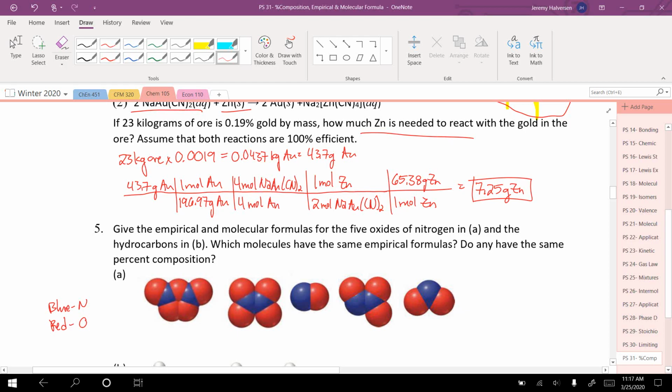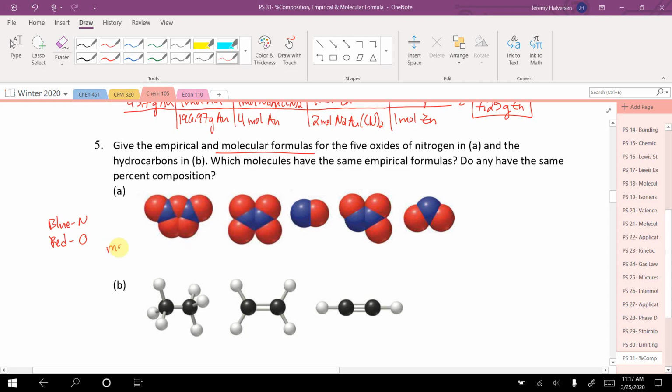So let's take a minute and talk about molecular formulas. Molecular formulas here are easy. I've got 2 nitrogens, 5 oxygens. Right here I have 2 nitrogens, 4 oxygens; 1 nitrogen, 1 oxygen; 2 nitrogens, 3 oxygens; 1 nitrogen, 2 oxygens. The empirical formula is the most reduced ratio.